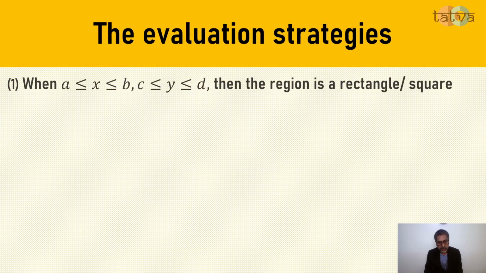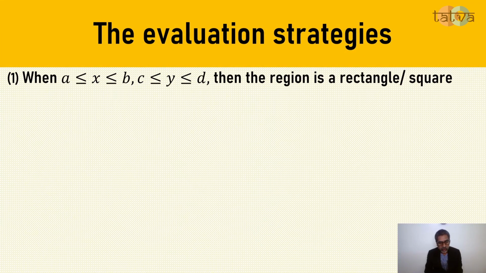What are the evaluation strategies? Now let's come back to the first integral that was displayed earlier. When you have constant limits for both the variables x and y, like x has got limits a to b, y has got limits from c to d, then if you actually trace this region, you'll find it will be a rectangle or a square. So whenever you have both pairs of limits constants, then the region of integration is either a rectangle or a square, depending on the dimensions.